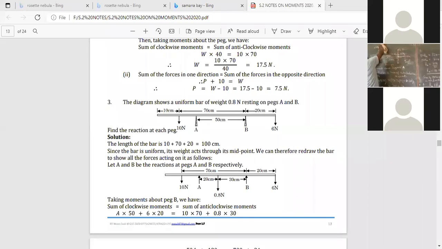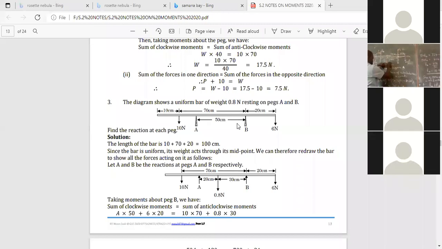We go to this one. Where will it go? Down. Clockwise. That direction. Is that okay? Now we go to this one. Where will it go? Anti-clockwise. Now we go to this one. Where will it go? Clockwise. So moments about point A.